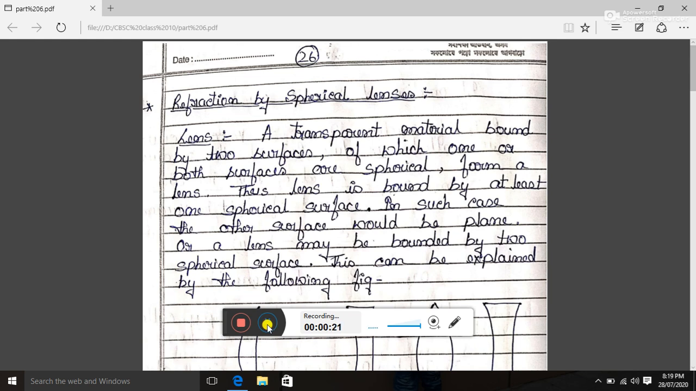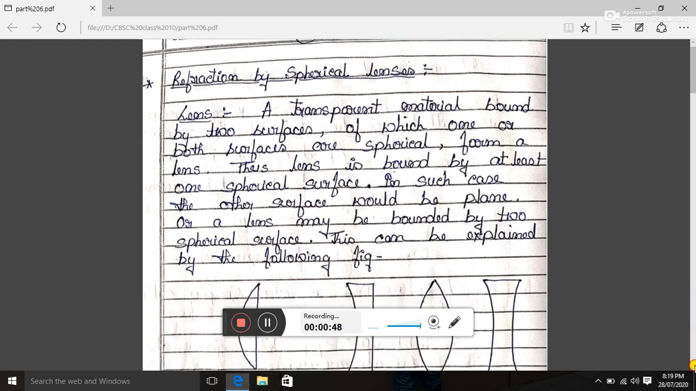So first let me tell you what a lens is. A lens is nothing but a transparent medium bounded by two surfaces, of which one or both surfaces are spherical. Thus a lens is bounded by at least one spherical surface. In such a case the other surface would be plane, or a lens may be bounded by two spherical surfaces. This can be explained by the following figure.